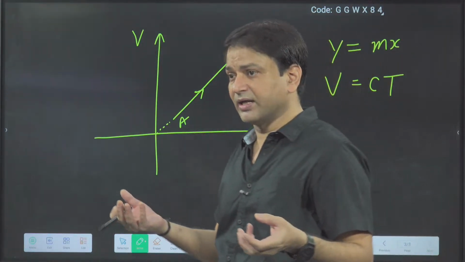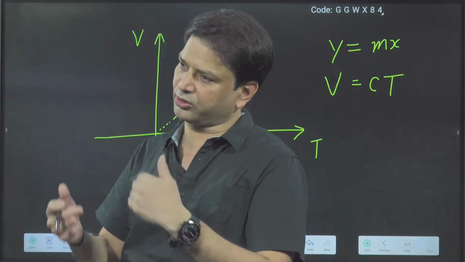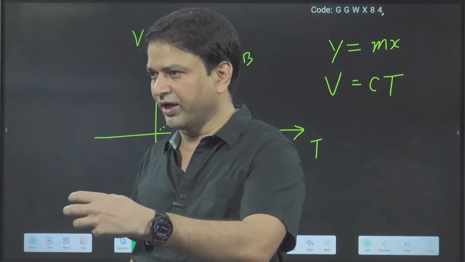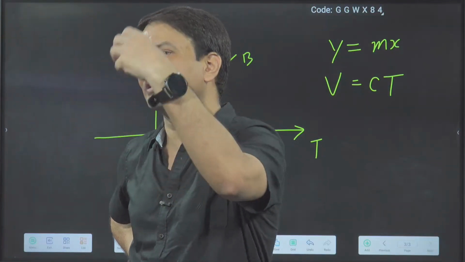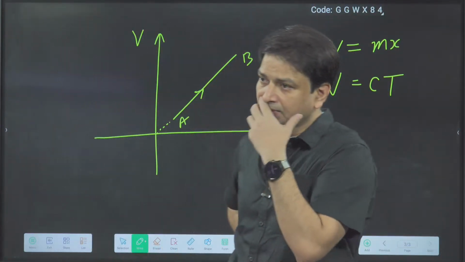So if they are giving a straight line by the graph, we can get the equation also. If we have the equation, we can draw the graph, or if we have the graph, we can get the equation. Everybody got it?